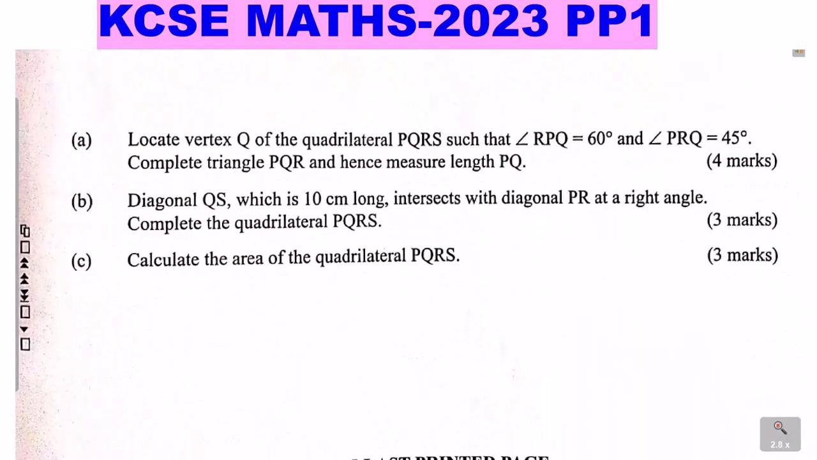A. Locate vertex Q of the quadrilateral PQRS such that angle RPQ is equal to 60 degrees and angle PRQ is equal to 45 degrees. Complete triangle PQR and hence measure the length PQ. 4 marks. So let's begin with part A.